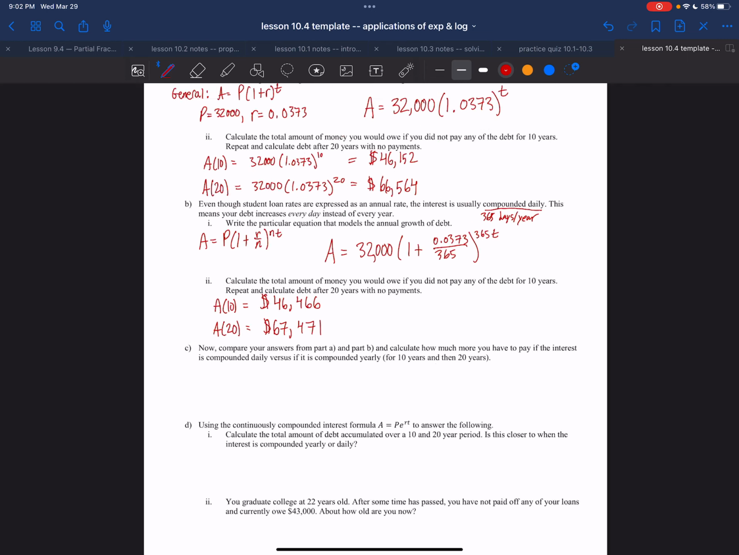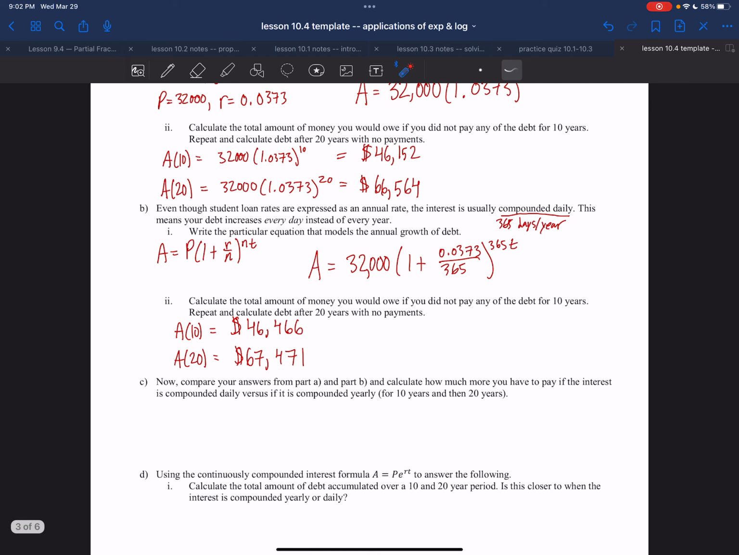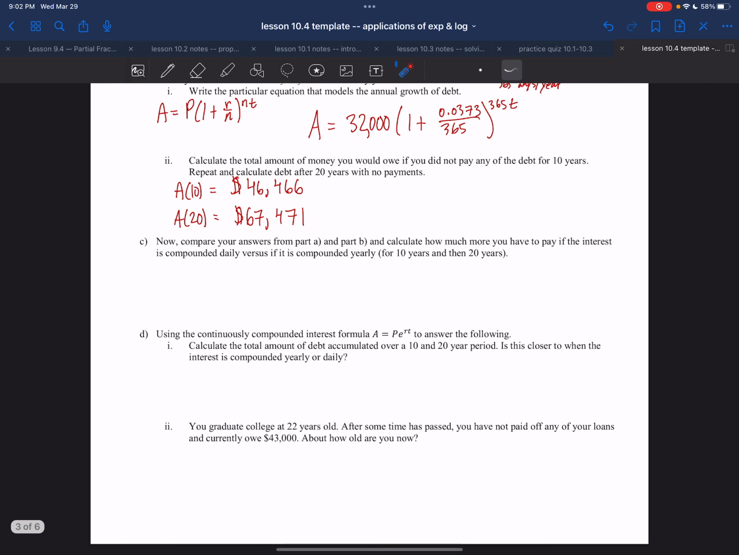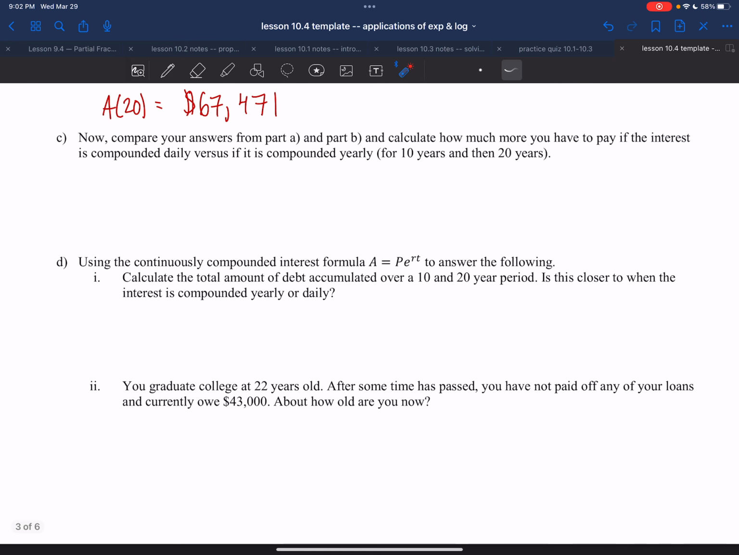67,471. Now I want you to compare these amounts, right? The models are pretty similar. 46,400, 46,100. That is pretty similar. This one's a little bit different. It's about $1,000 difference, which, depending on who you are, could be significant. Depends on how much you value $1,000. So let's compare our part C, part A.